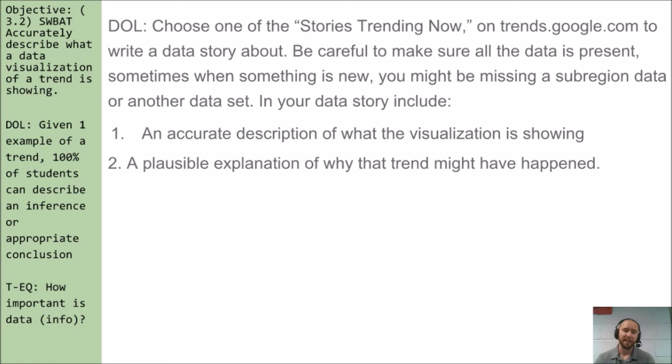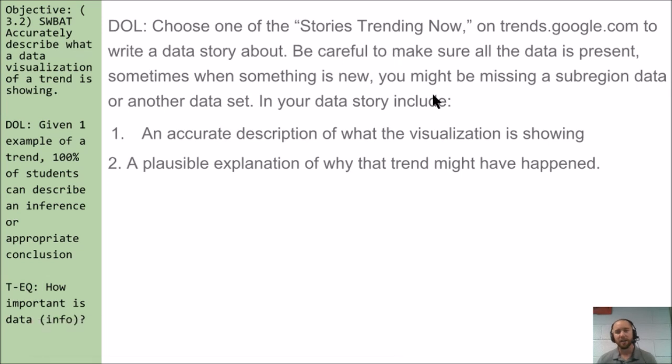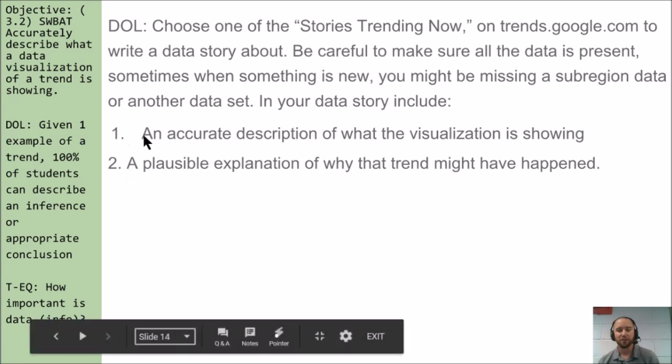The DOL should be a very exciting one today. You get to go to trends.google.com and look at the stories trending now. That's what it's titled, and that's right on the front page as soon as you type in trends.google.com. And I want you to write a data story about one of those. So you can pick whichever one's trending when you go there. Pick a story and be careful to make sure all the data is present. Sometimes when I've clicked a trending story, there are things missing. So choose one with all that extra data included. What I'm talking about is maybe the sub-region data is not there. So try to find a topic that has all the data.